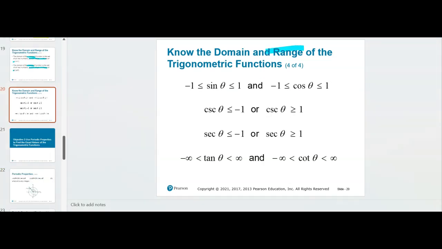All right, now we're looking at the range of these trig functions. So the range is what they can output. This is like the y-coordinates. So again, it's something you really want to have down. Sine and cosine can only output numbers between -1 and 1. Right? Secant and cosecant, because they're the reciprocals.